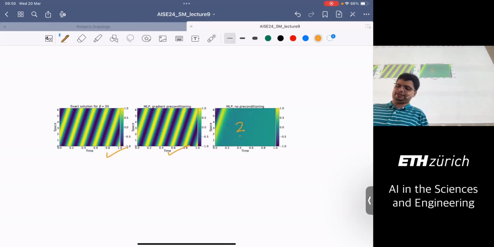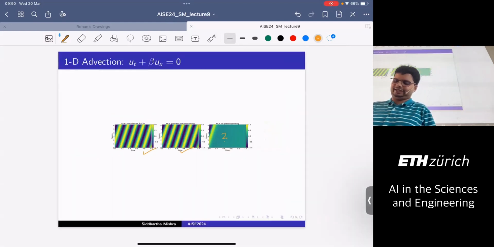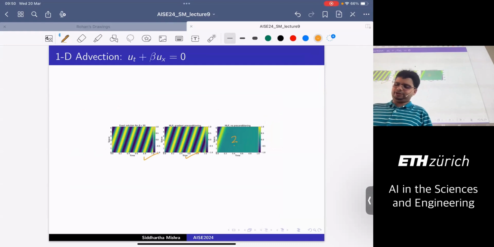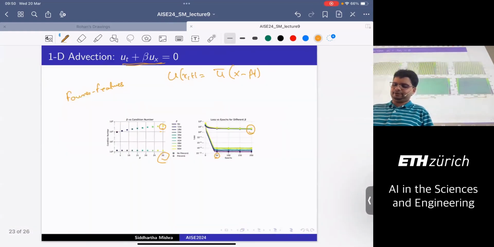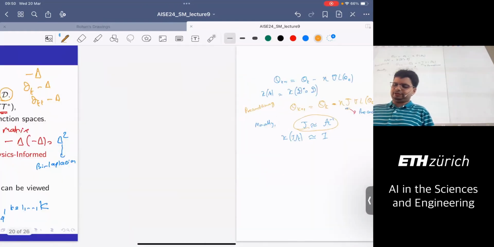But again, as I emphasized, this can only be done because we are able to have an explicit structure of the problem. For Navier-Stokes, for complicated problems, we don't have access to this exact preconditioner. And approximations, people are still working on it, it's by no means ready.